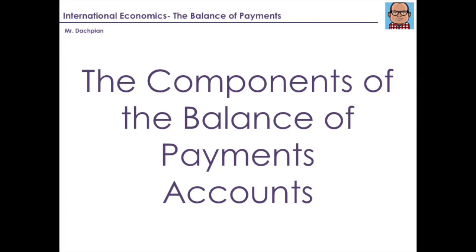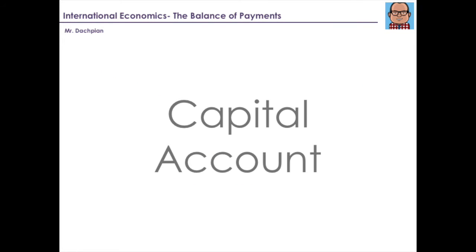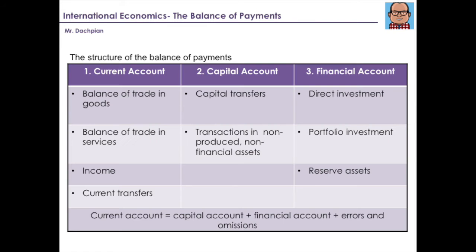The balance of payments consists of 3 accounts: the current account, the capital account, and the financial account. The structure of the balance of payments accounts can be seen in this table. This can vary from one country to another. However, the version here is used in the IB Economics curriculum and assessment.